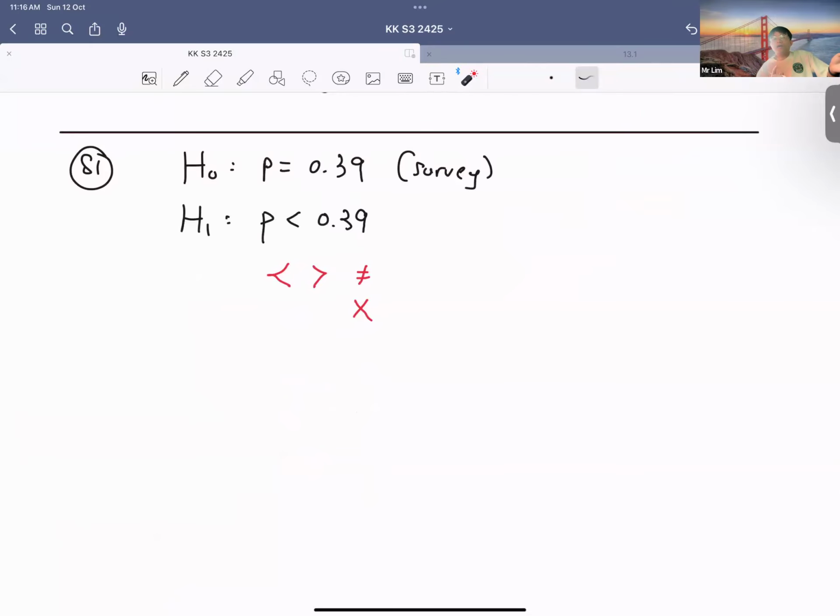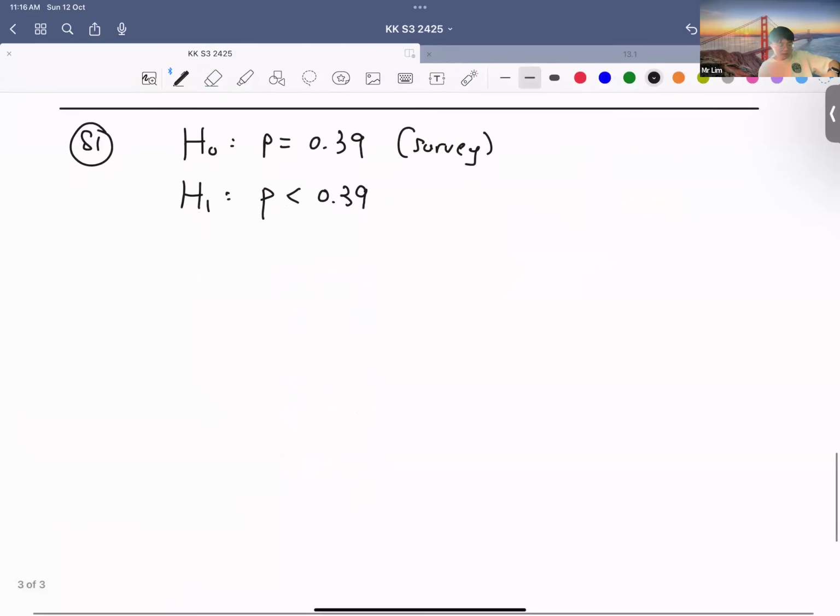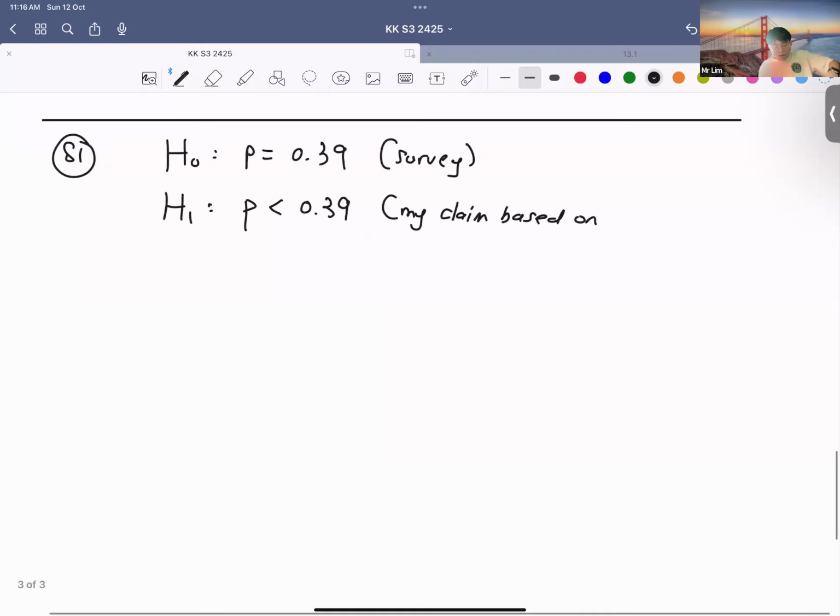I believe that today I will only be able to show one of the male or female, because the process is the same. So I'm just going to show only one. Let's say I show this one. All right, so this is what I have on the first. This is my claim, based on my finding.